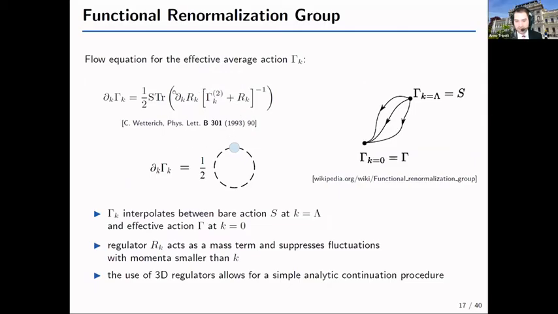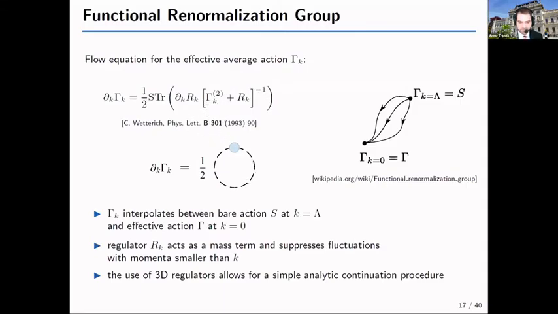And you see this equation is formulated in terms of the effective action gamma, which now depends on the RG scale K and interpolates between the bare action S in the ultraviolet and the full quantum effective action in the infrared. On the right-hand side of this flow equation, you can also see the regulator function R, which basically acts as a mass term and suppresses fluctuations with momenta smaller than K. And you can also see that this equation has a very simple diagrammatic representation where the dashed line represents the full scale-dependent propagator and the blue circle represents this derivative of the regulator function.